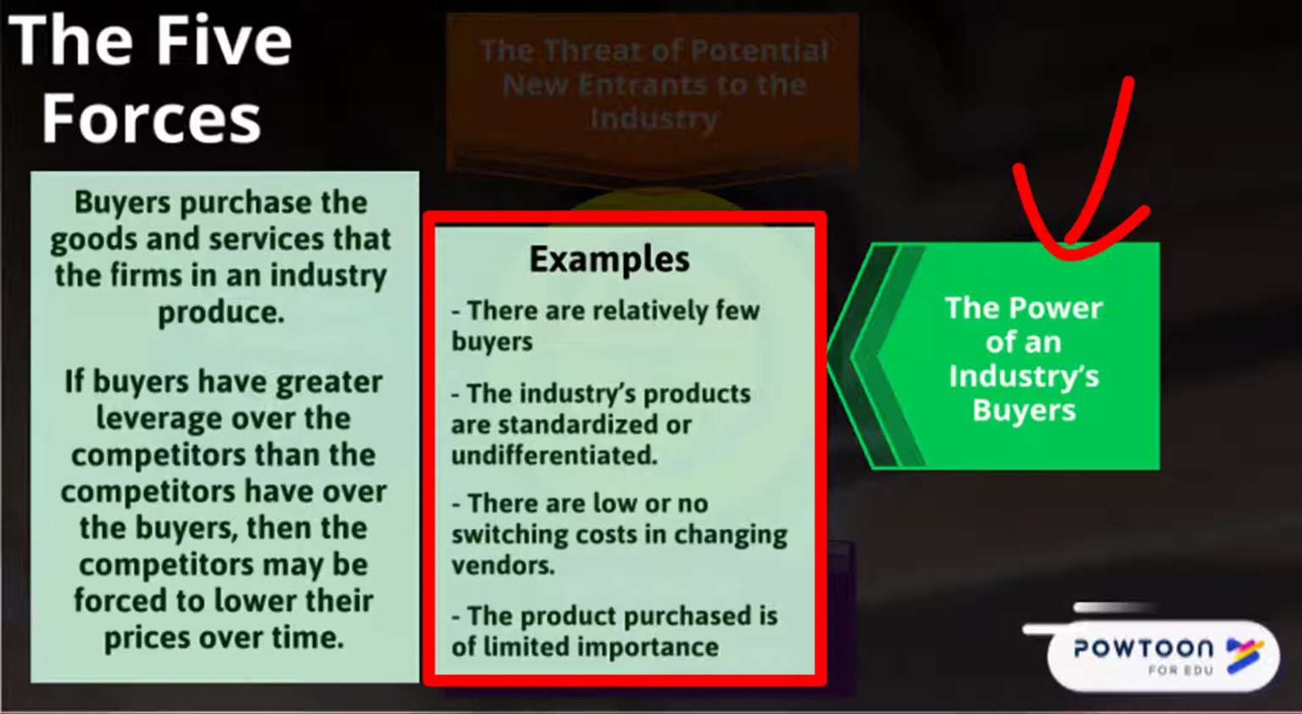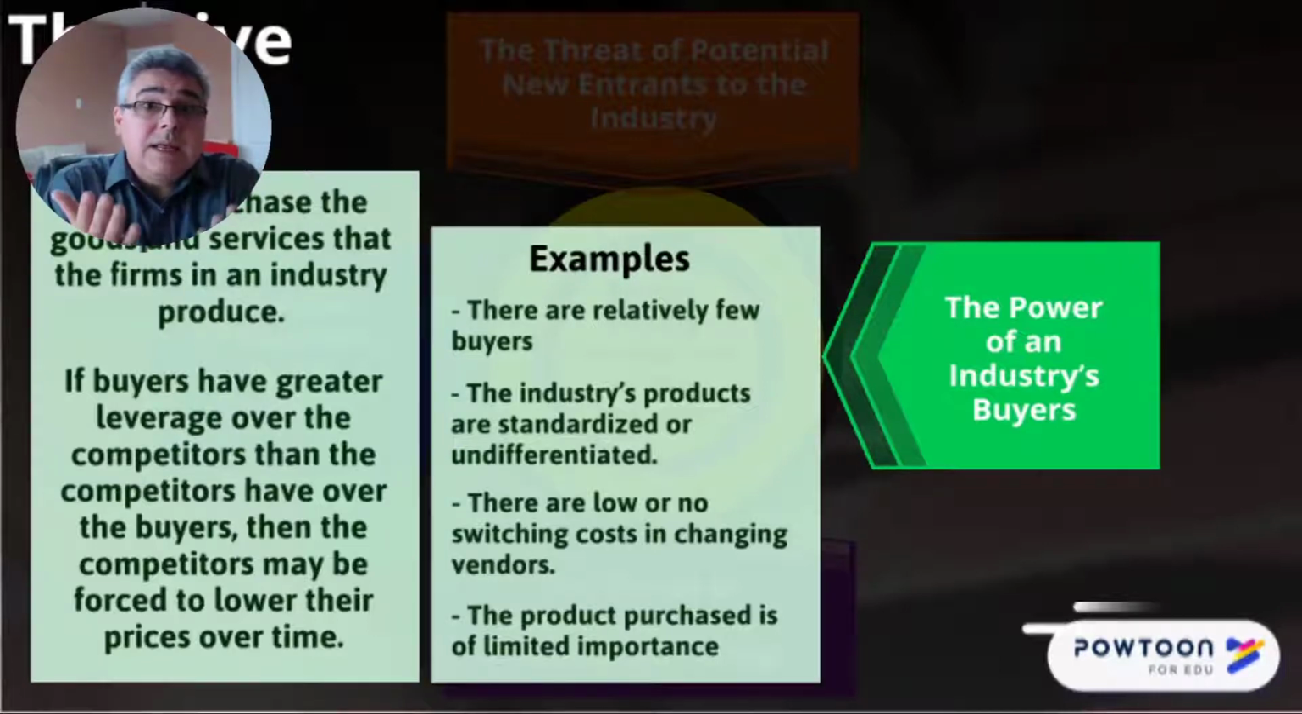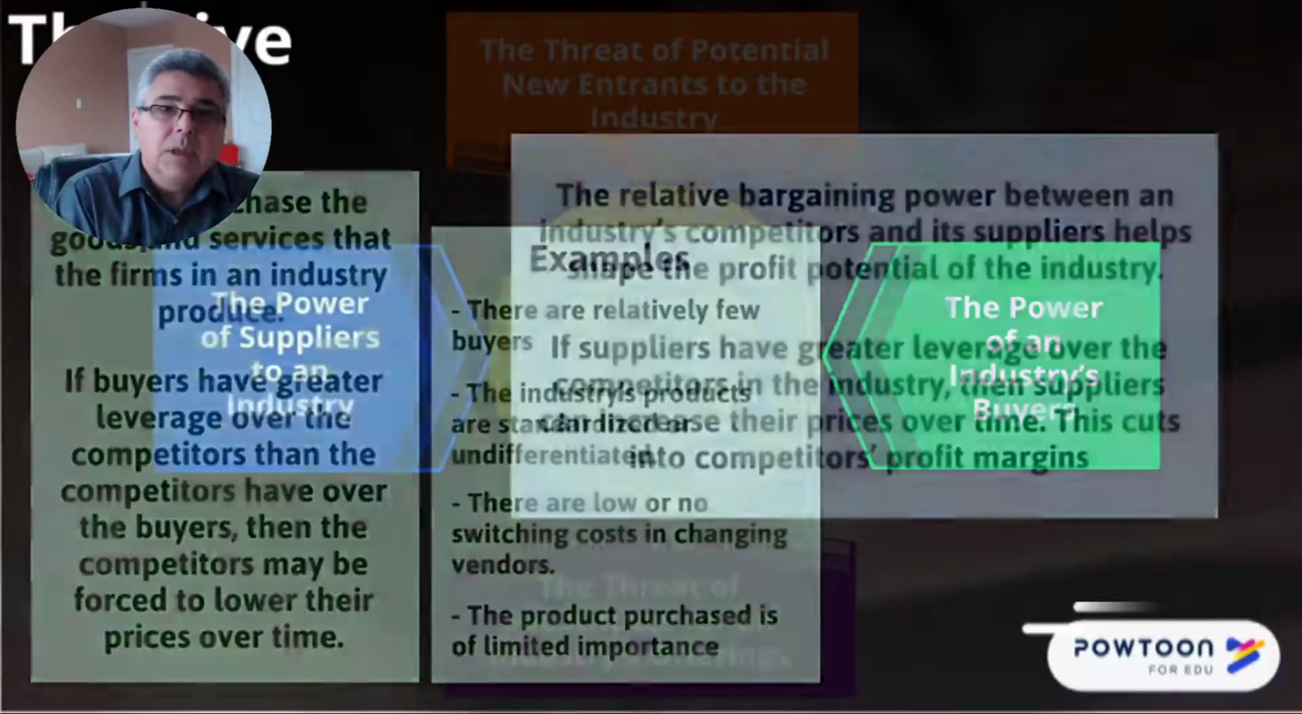There are several aspects you can see here, like the industry products being standard. There is no differentiation, so the buyers can switch from one product to another without any problem. Those are things you have to consider to understand the balance of power between buyers and the companies.